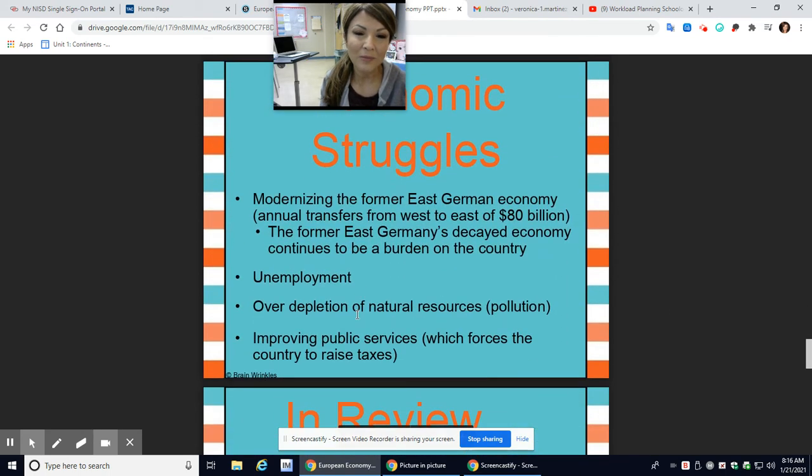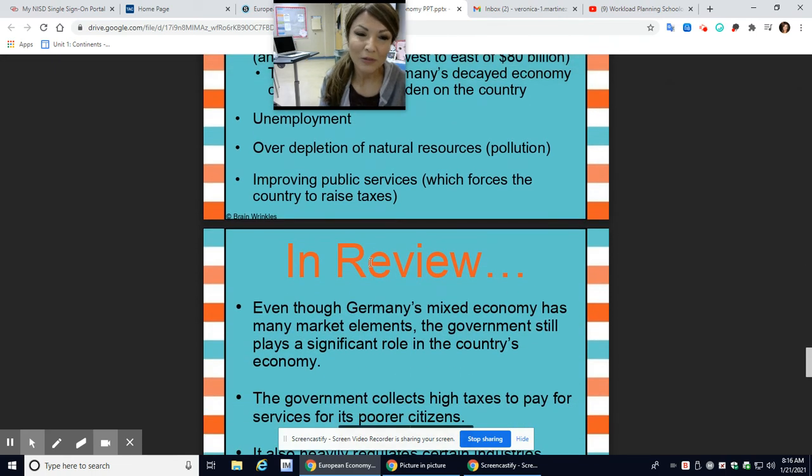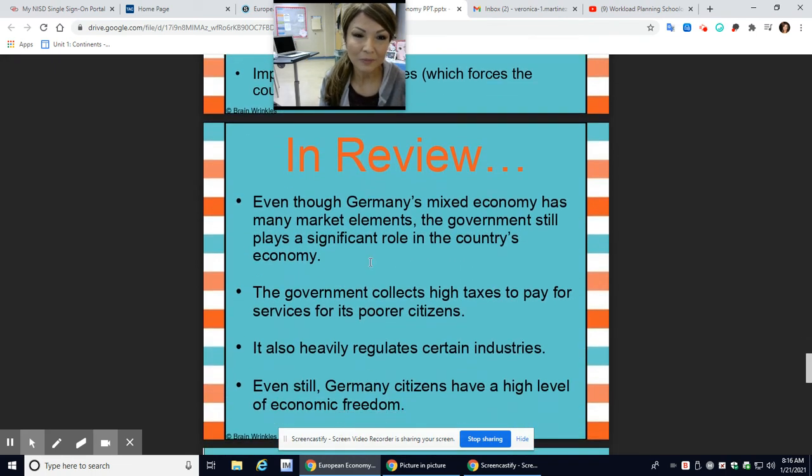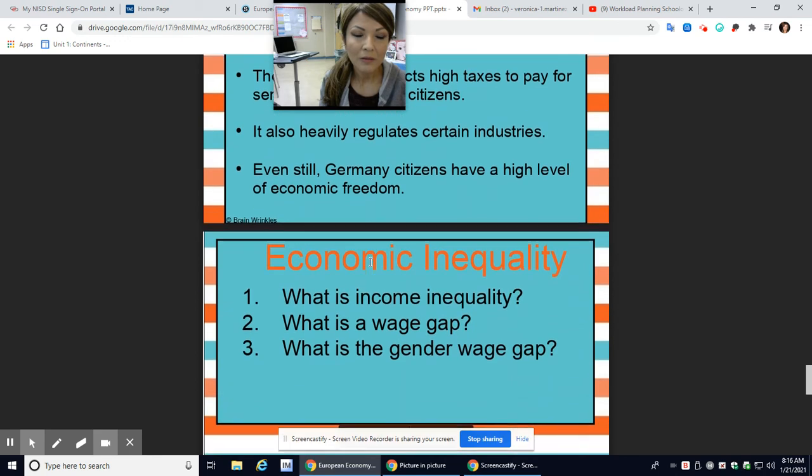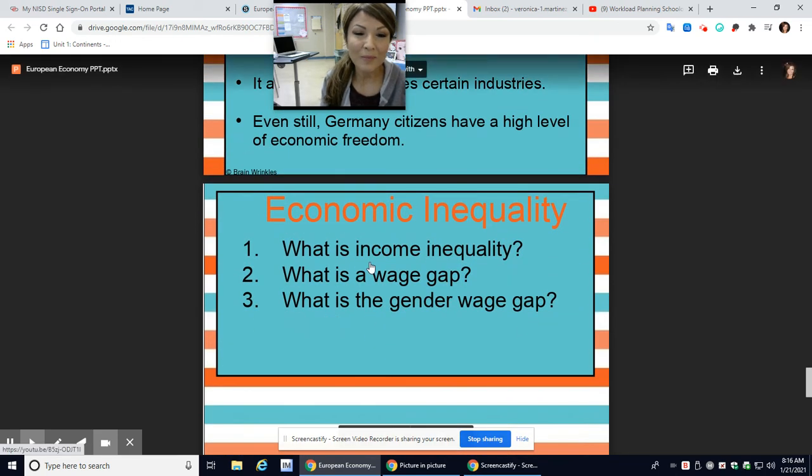And they do have some economic struggles. Again, they're talking about the money, the deficit, the debt that they picked up when the Berlin Wall came down, and having to put that burden on West Germany. So we'll talk about that. The unemployment, of course, pollution, especially in East Germany. And then we'll talk about the economic inequality.